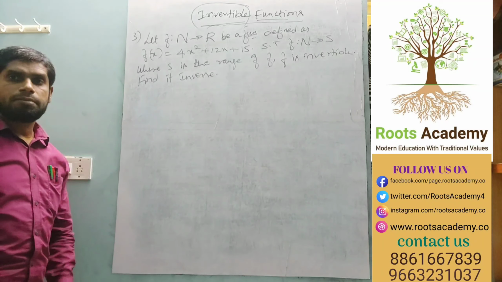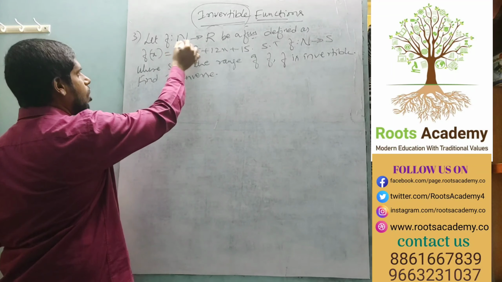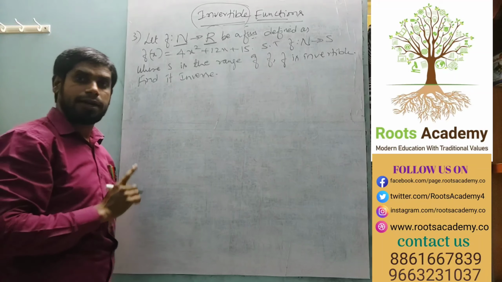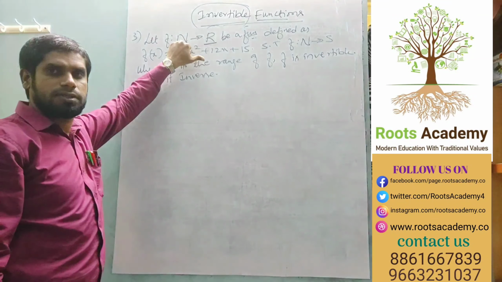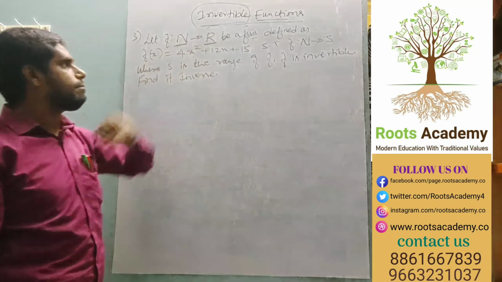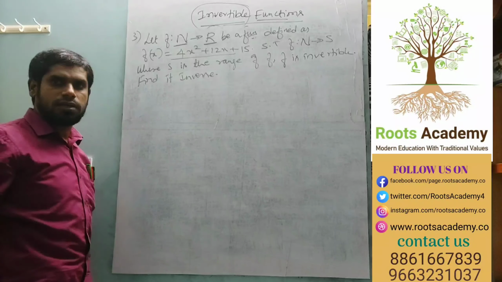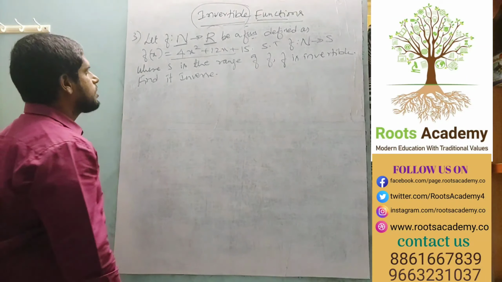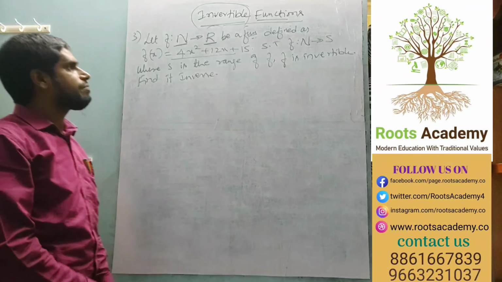Here, this time the function is defined from the set of all natural numbers to the set of all real numbers. Here N represents the set of all natural numbers, that is 1 to infinity. R represents the set of all real numbers. And the function is a pure quadratic equation, where all three terms exist. A value is 4, B value is 12, C is 15.